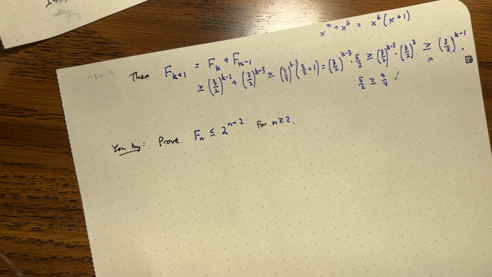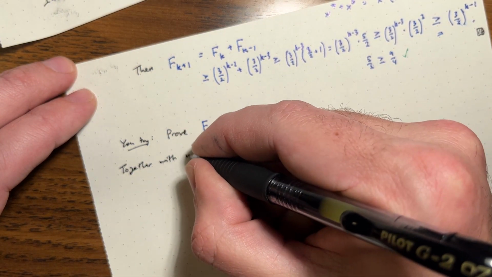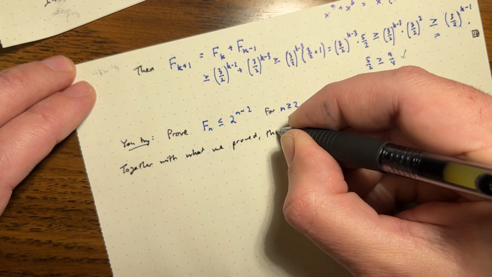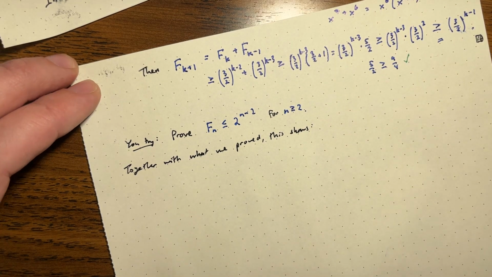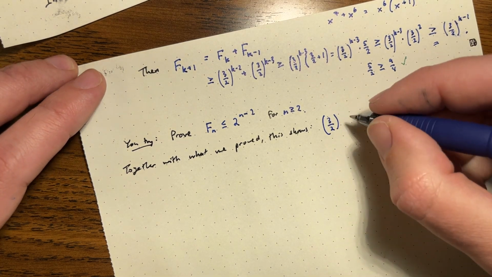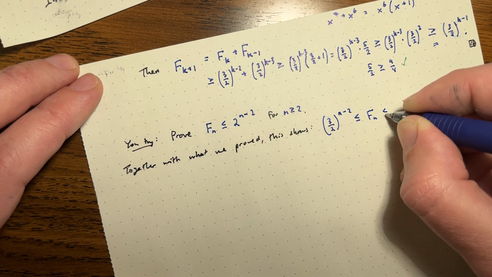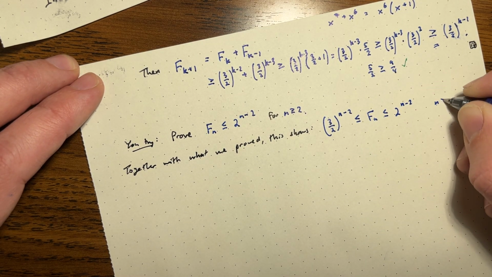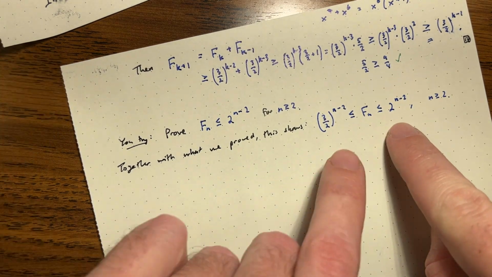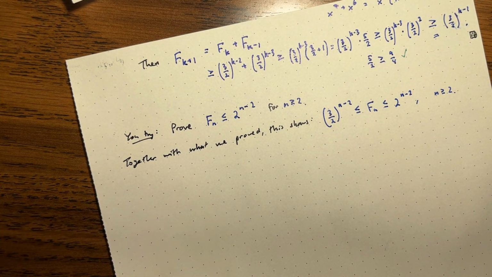Together with what we just proved, this shows that for sure we have an exponential rate of growth. So that is smaller or equal to Fn, which is smaller or equal to 2 to the n minus 2 for n greater or equal to 2. So it is bounded below and above by an exponential. So Fibonacci numbers grow roughly exponentially.